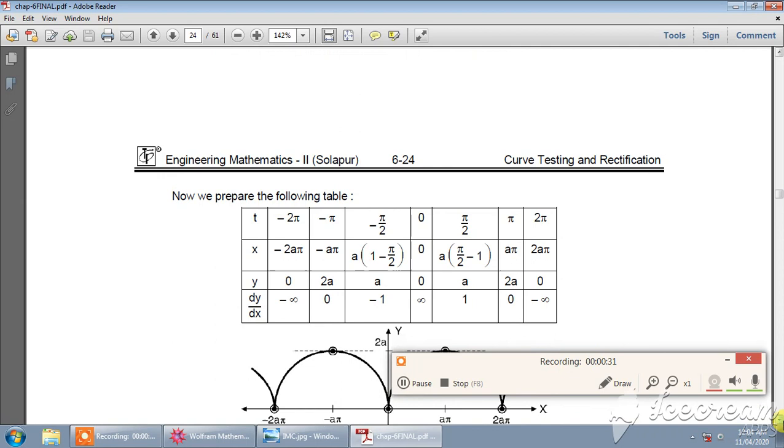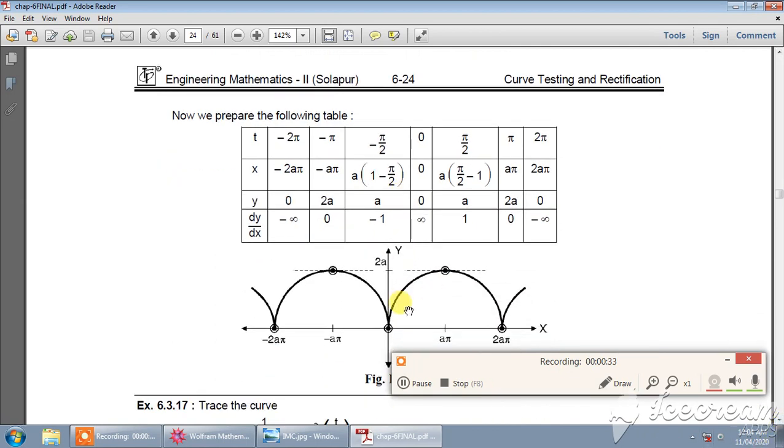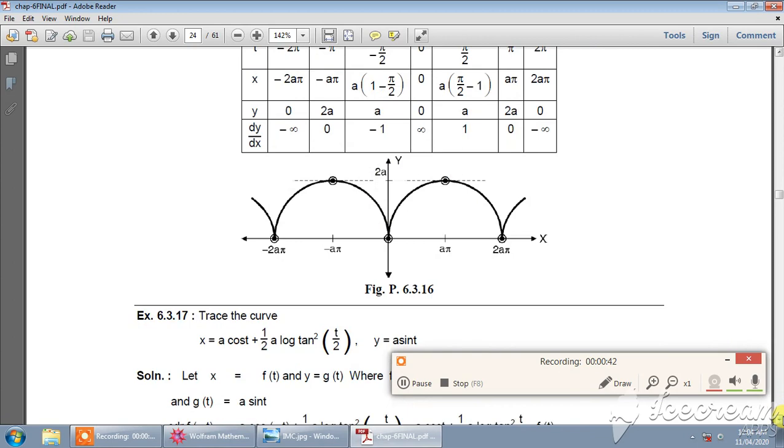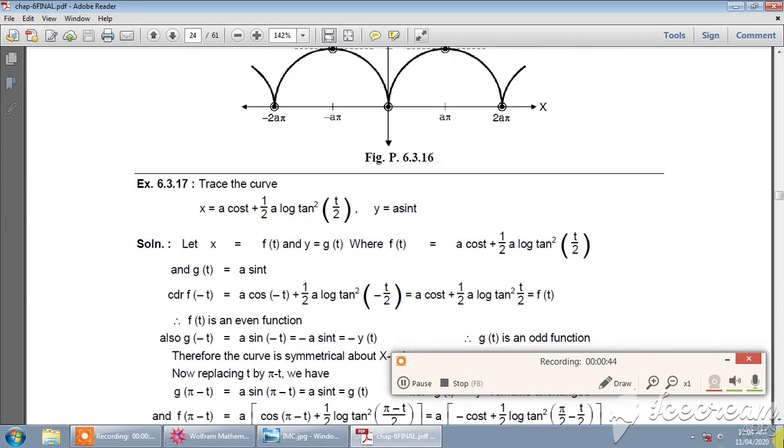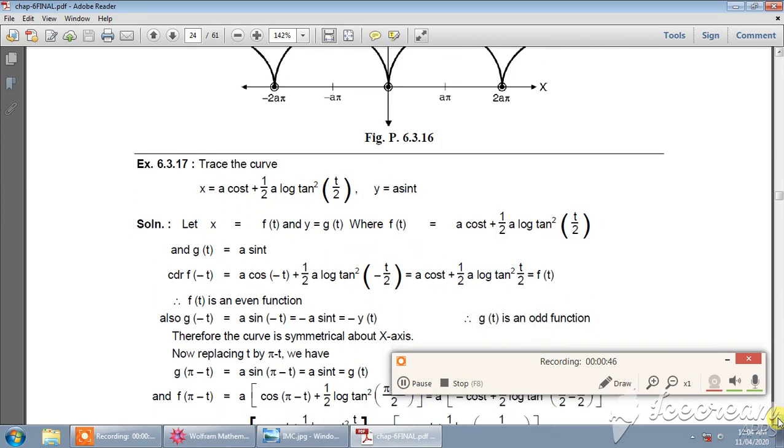Now you might have observed that at every cycloid we are having a cusp. What is a cusp? It is a double point at which two tangents are coinciding with each other. Now let us go for this curve. This is called the tractrix.